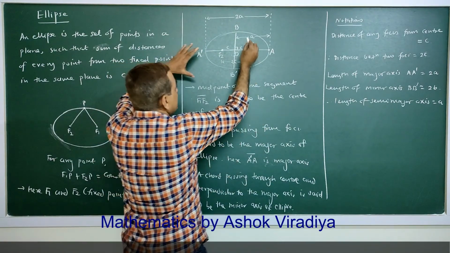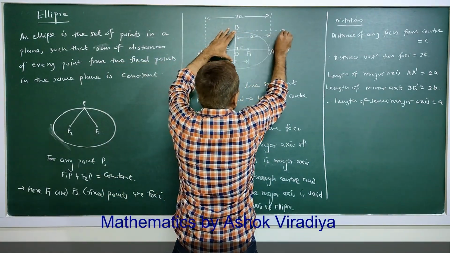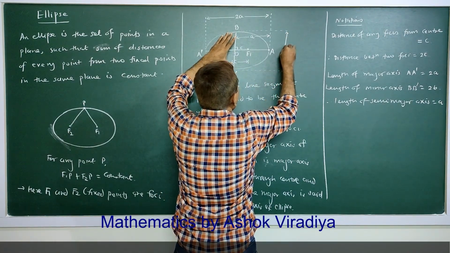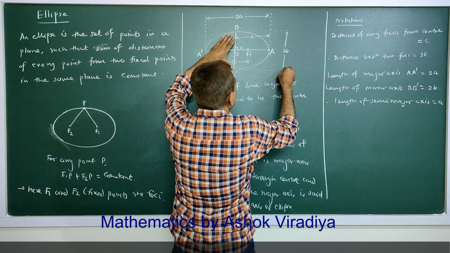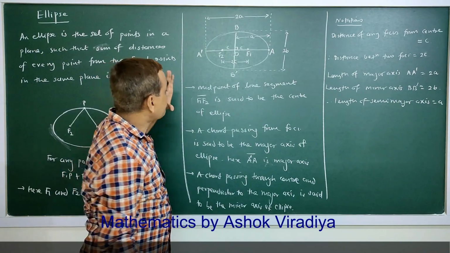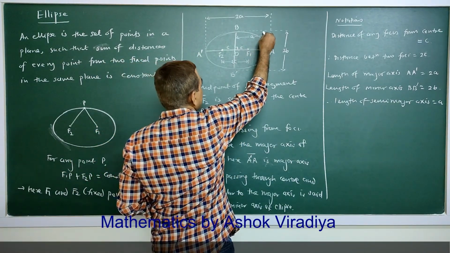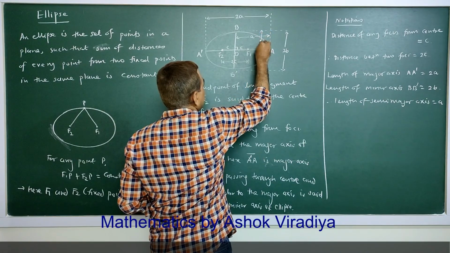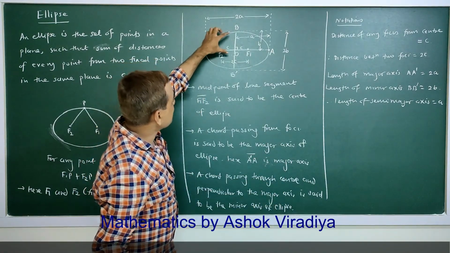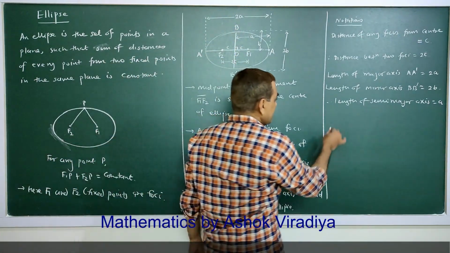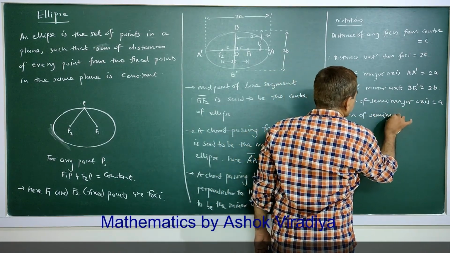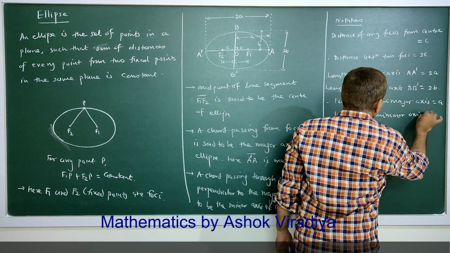Now the distance between B and B dash, this distance is denoted as 2b. So therefore this distance will be b, that is the length of semi minor axis. So the length of semi minor axis is b.